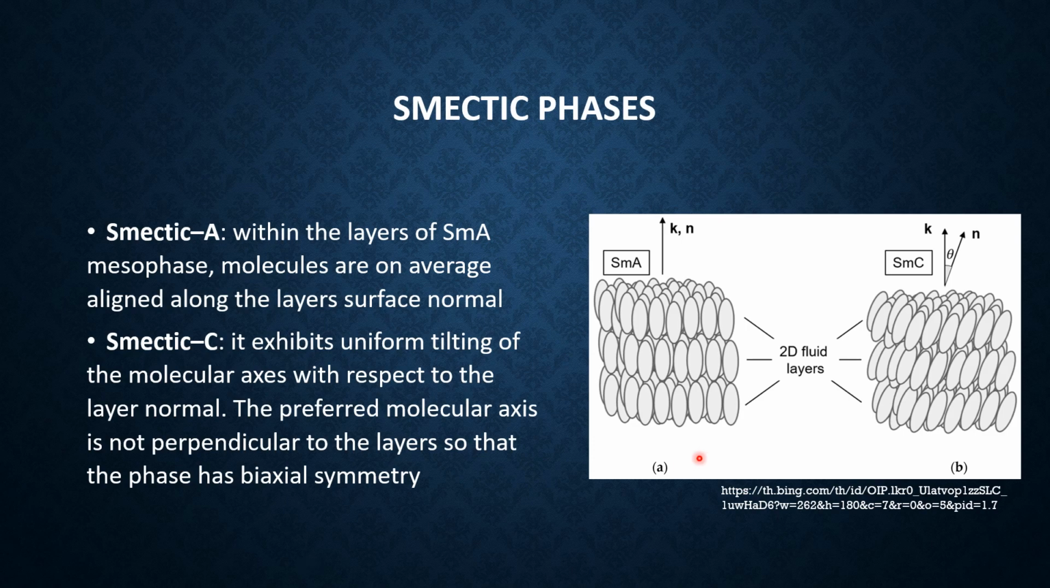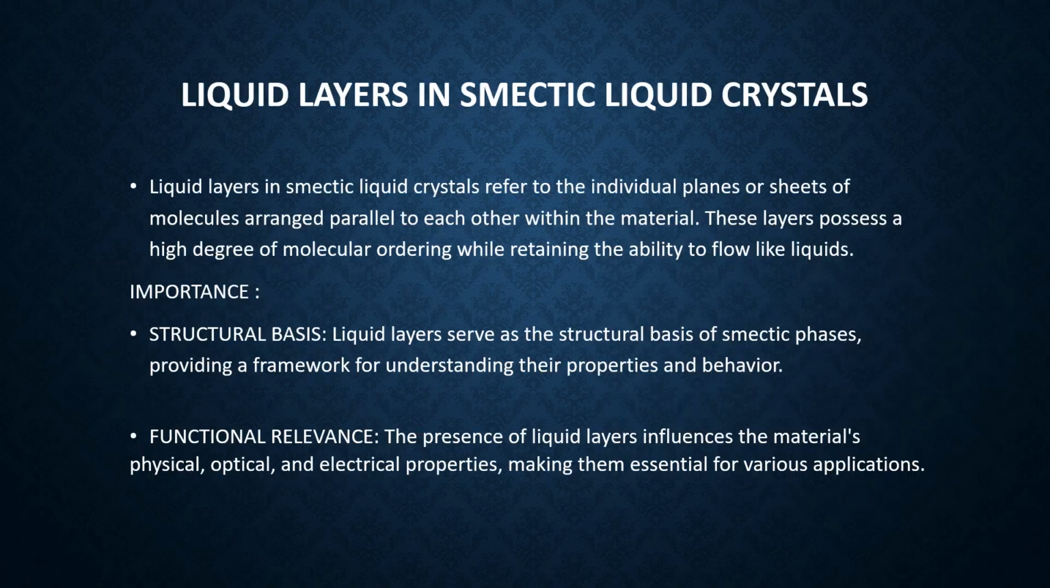Here you can see these molecules are aligned along the normal of the layer surface. So this type is called smectic A. So when you see smectic C, they exhibit uniform tilting. So their molecular axis is not perpendicular to the normal, so that the phase has biaxial symmetry.